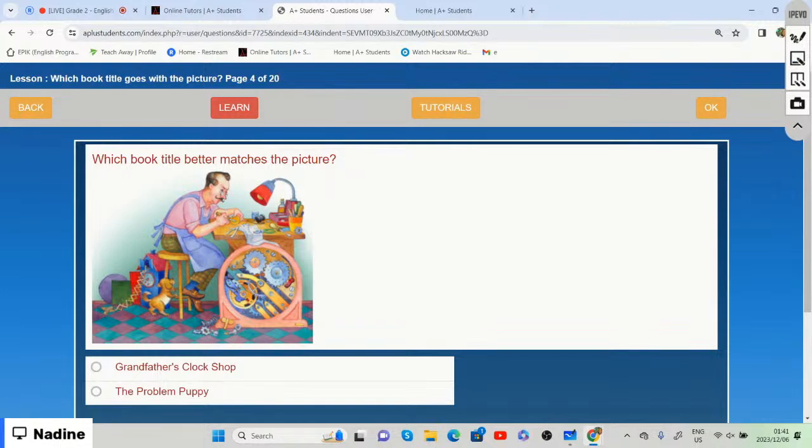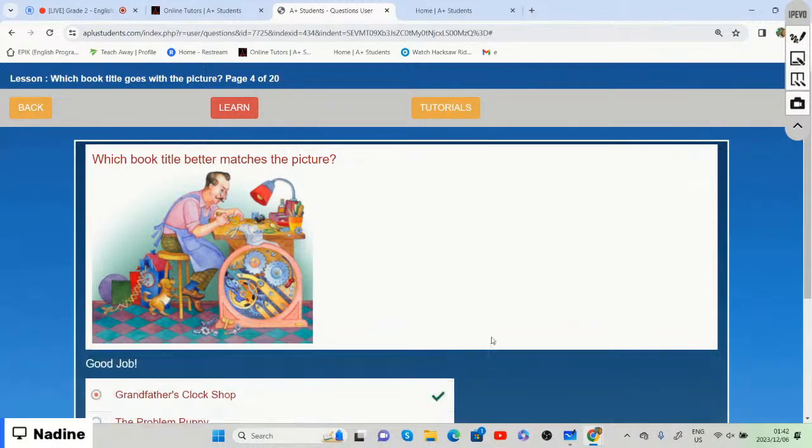So is it the grandfather's clock shop, or is it the second one, the problem puppy? All right, so we can basically then say this is grandfather's clock shop. So we said grandfather's clock shop, and that is correct.